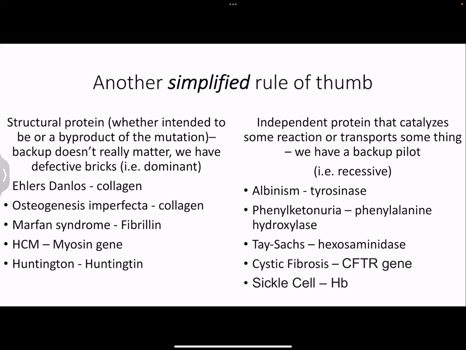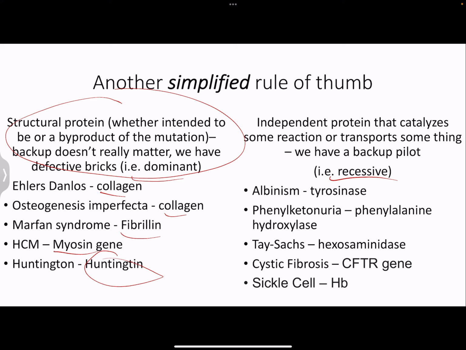Another simplified rule too, I just didn't know where to put this, but if we're thinking about dominant mutations versus recessive mutations, dominant mutations typically are when you're looking at something that's structural. So here we're seeing collagen, fibrillin, myosins and sarcomeres. That's a structural thing. Huntington is not necessarily structural when it's wild type, but the whole point of the Huntington disease phenotype is that these proteins are going to start to aggregate, and this aggregation is a structural thing. So these are all dominant mutations.